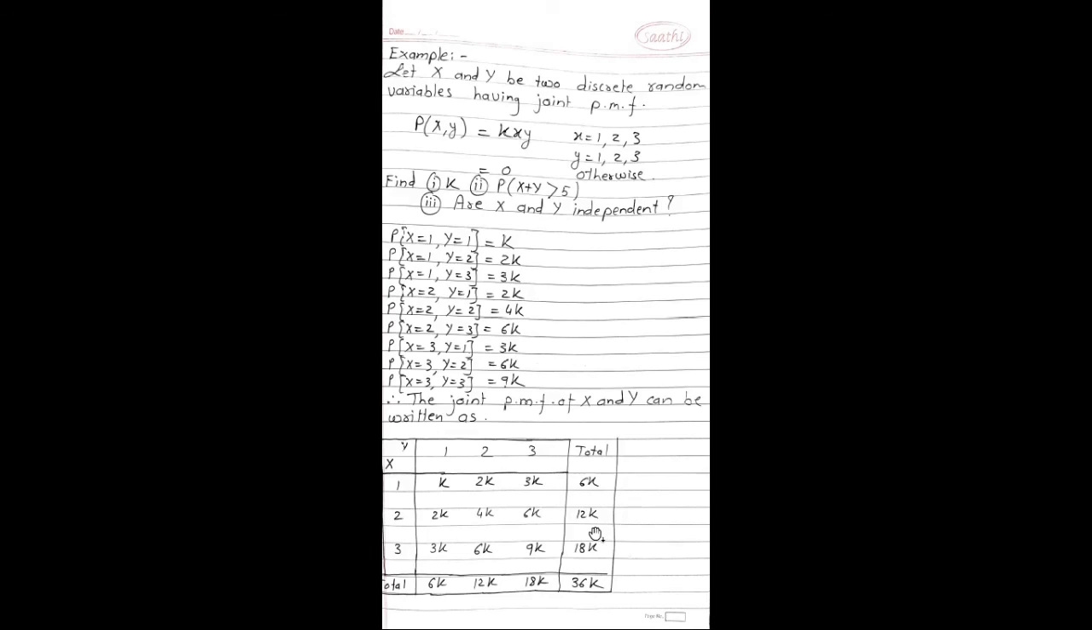In the third part of the problem, we have to find whether x and y are independent or not. So we know that x and y are said to be independent if and only if Pij is equal to Pi dot into P dot j. It means that, see, this is the probability distribution. We have to multiply the marginal 6 by 36 with this marginal 6 by 36. If this product is equal to 1 by 36, then we can say that x and y are independent.